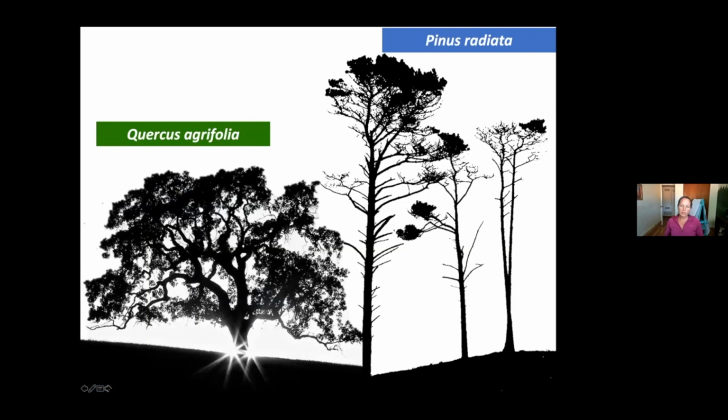In addition to Pinus radiata, in this forest ecosystem I'm focusing on today, Quercus agrifolia, or coastal live oak, is a co-occurring species. Quercus agrifolia is considered a drought-tolerant species, and it is widely distributed across the coast of California.